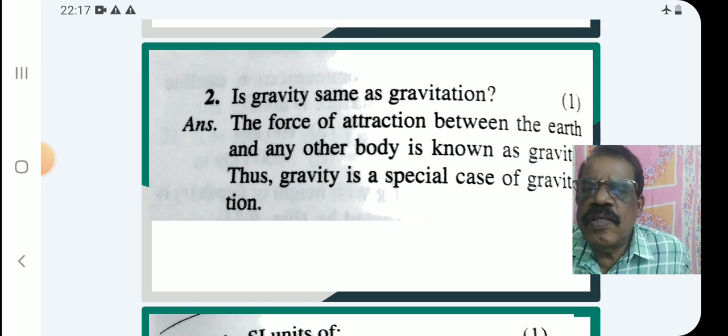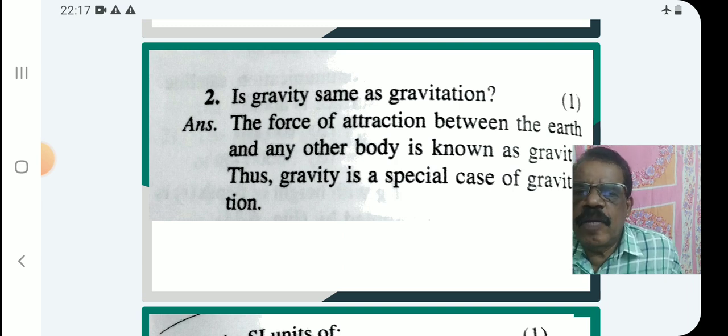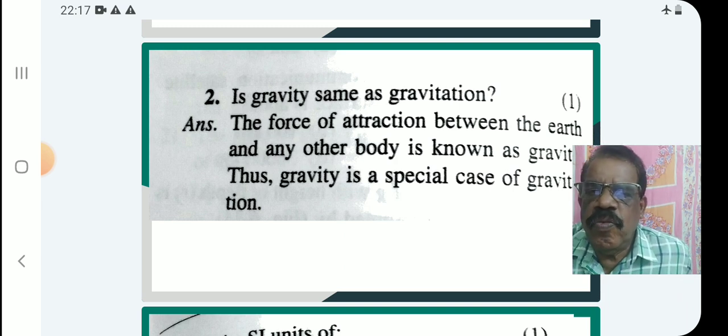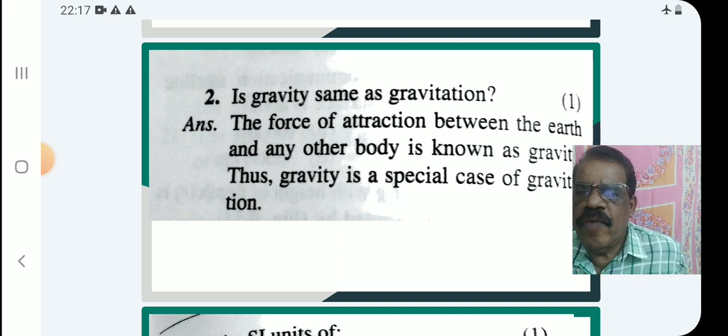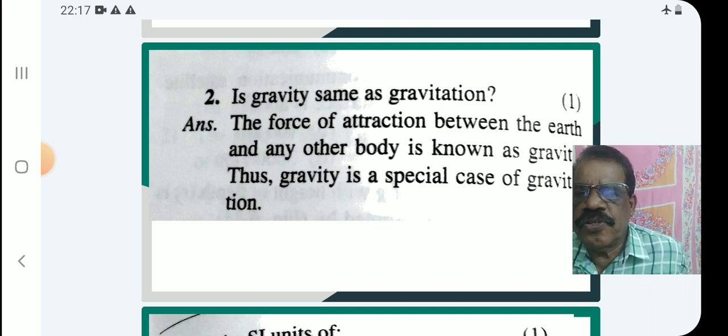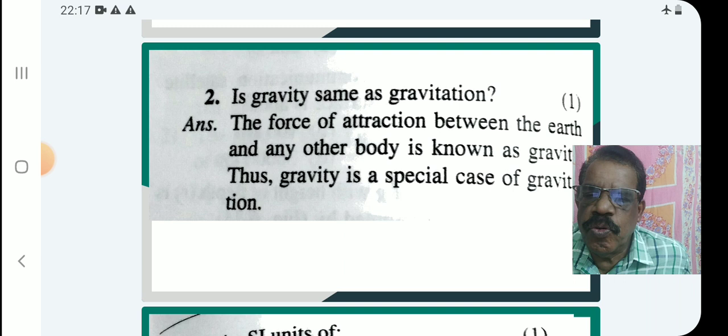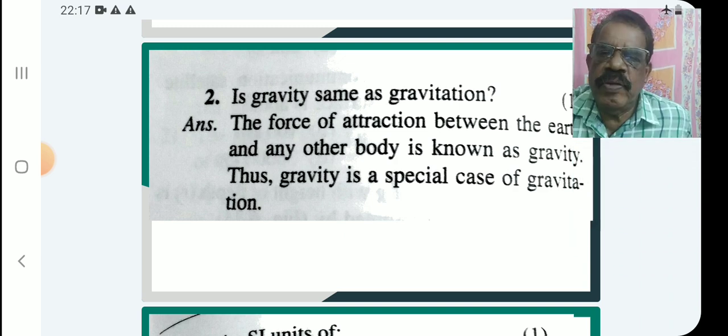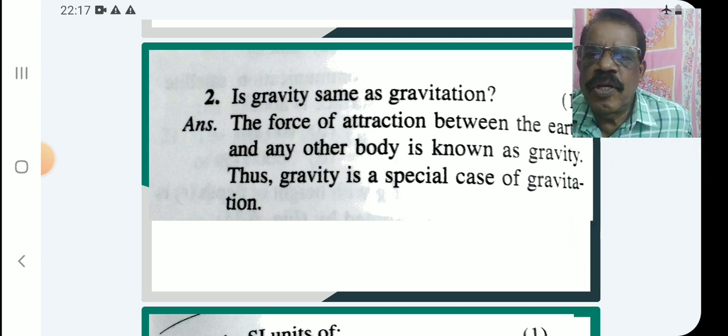Next is, is gravity same as gravitation? You look here, gravitation is the attraction between any two bodies, and gravity is the force with which a body is attracted by earth. That is the essential difference. Gravitation is the attraction between any two bodies on the surface of earth or in the universe, any two bodies. And gravity is the attraction by earth on a body. So the answer is here. The force of attraction between earth and any other body is known as gravity. Thus gravity is a special case of gravitation.